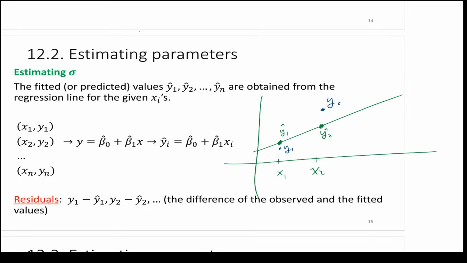What we're going to do is look at the error between those two, the values on the line, which are the hats, versus the values of the actual data, and find out what we call the residual. So this difference is called the residual. And that was more or less what we were trying to minimize.